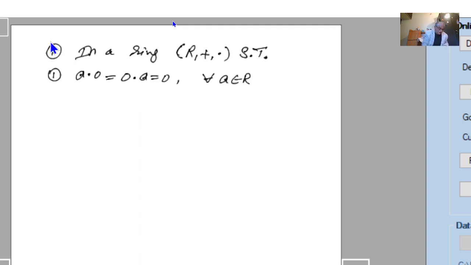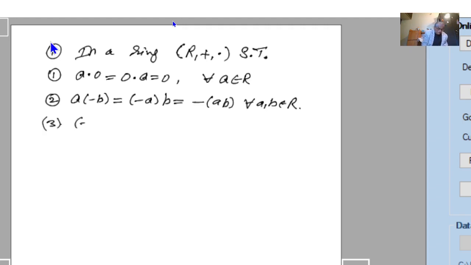This is one. Second property, A into minus B equal to minus A into B equal to minus of AB, for all A and B belongs to R. Third one, minus A into minus B is equal to A into B. This is true for all A and B belongs to R.